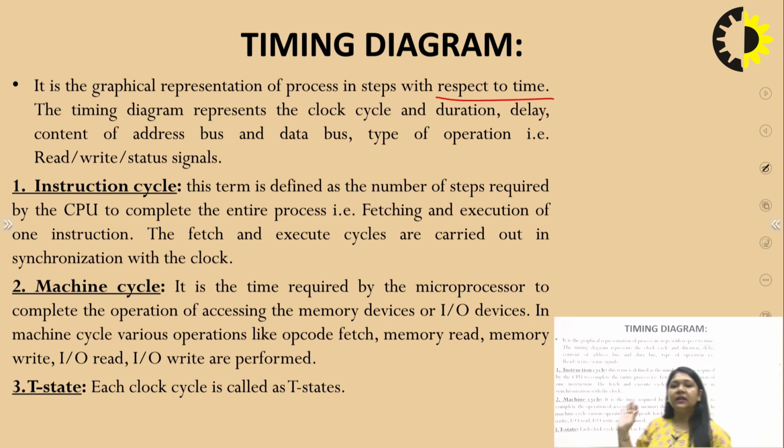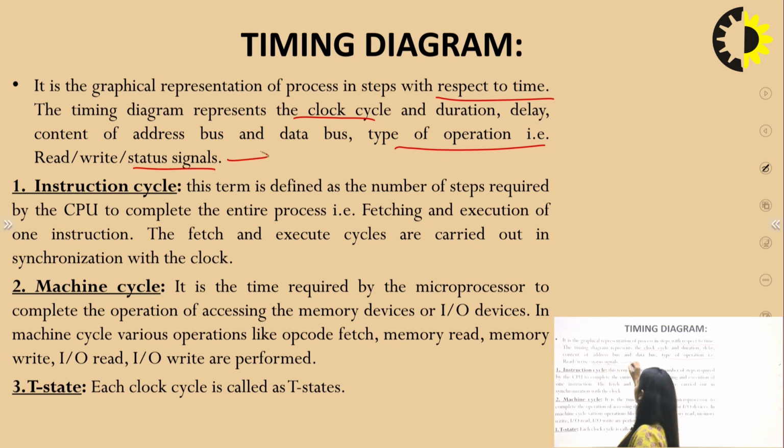We will be dealing with the time, and the timing diagram further represents the clock cycle. What is the clock cycle, what is the duration, what is the delay, the content of the address bus and data bus both, and what are the status signals of this particular instruction, the time of operation, the type of operation, are we reading something, are we writing something. We have 2 status signals here, that is S0 and S1.